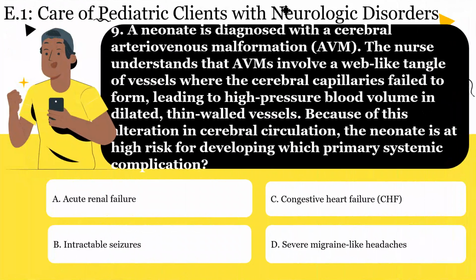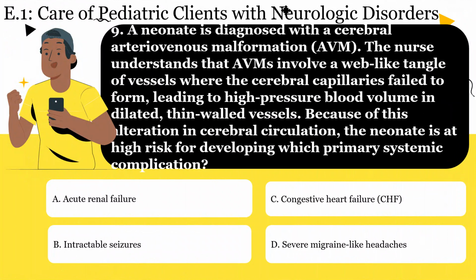Number 9. A neonate is diagnosed with cerebral arteriovenous malformation. The nurse understands that AVMs involve a web-like tangle of vessels where the cerebral capillaries fail to form, leading to high-pressure blood volume and dilated, thin-walled vessels. Because of this alteration in cerebral circulation, the neonate is at risk for developing which primary systemic complication? A. Acute renal failure, B. Intractable seizure, C. Congestive heart failure, or D.